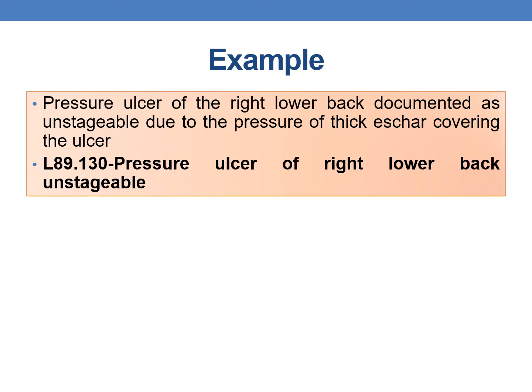Let us see an example. Pressure ulcer of right lower back documented as unstageable. Here, the physician is documenting unstageable due to the presence of thick suture covering the ulcer. In this case, you can code unstageable ulcer of right lower back. So the appropriate code is L89.130, which indicates pressure ulcer of right lower back unstageable.